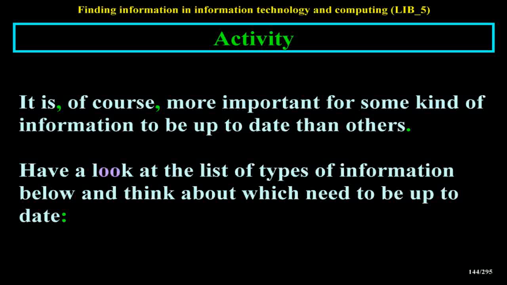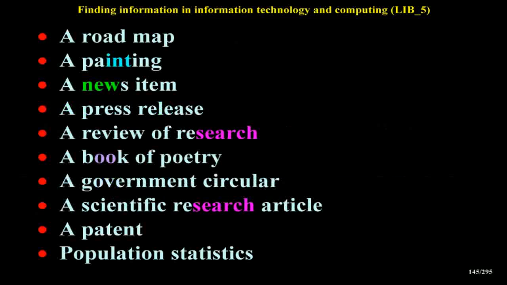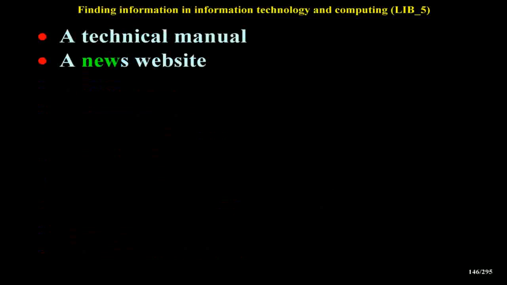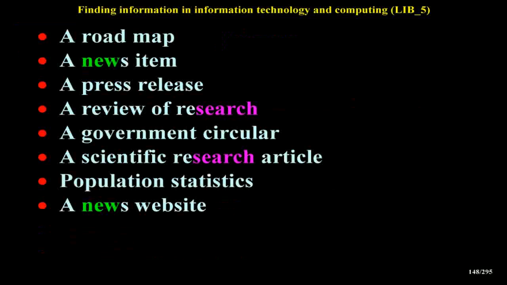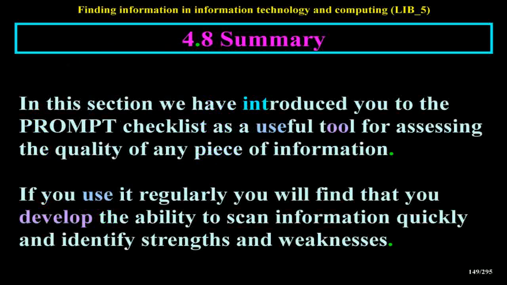Have a look at the list of types of information below and think about which need to be up to date. A roadmap, a painting, a news item, a press release, a review of research, a book of poetry, a government circular, a scientific research article, a patent, population statistics, a technical manual, a news website. Answer. We thought these needed to be up to date. A roadmap, a news item, a press release, a review of research, a government circular, a scientific research article, population statistics, a news website.